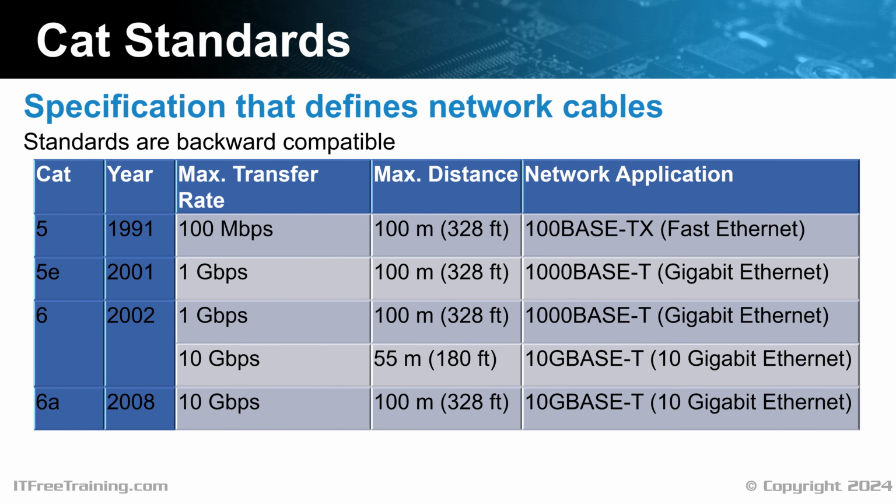Cat6a is an enhanced iteration of Cat6, featuring improvements that enable data transmission over longer distances. While there are newer categories of Ethernet cabling available, they fall beyond the scope of the A+ exam and will not be discussed in detail here. These advanced cable categories offer further enhancements, often finding their application in specialized environments such as data centers, where their superior performance supports the demanding requirements of high-speed, high-volume data transmission.